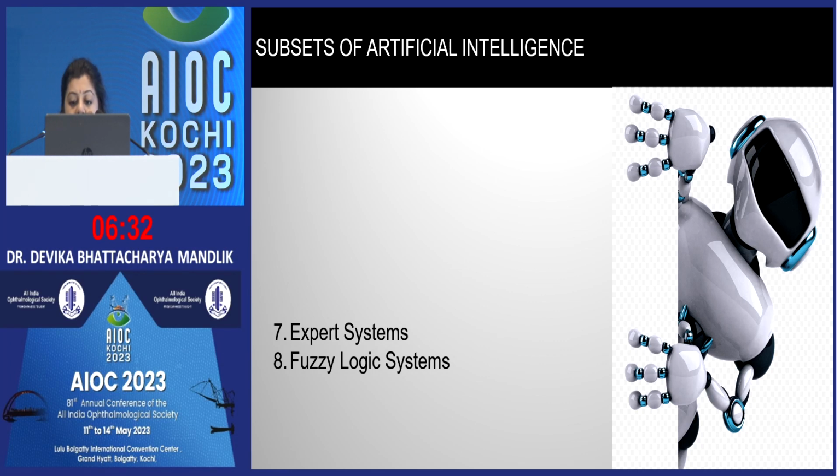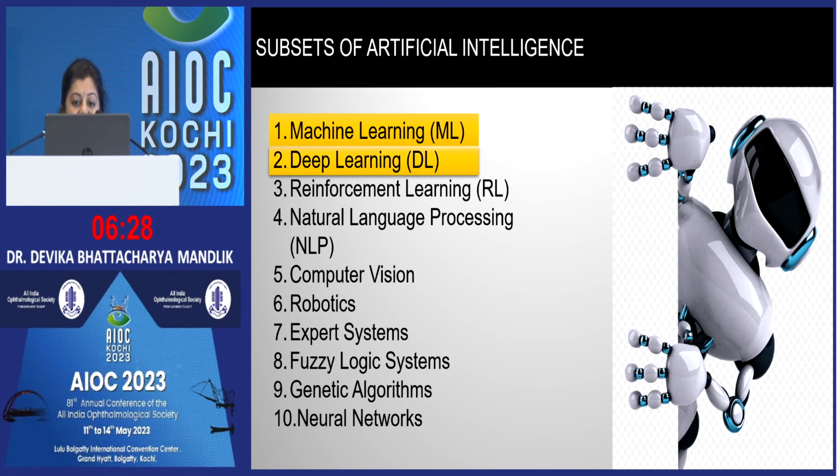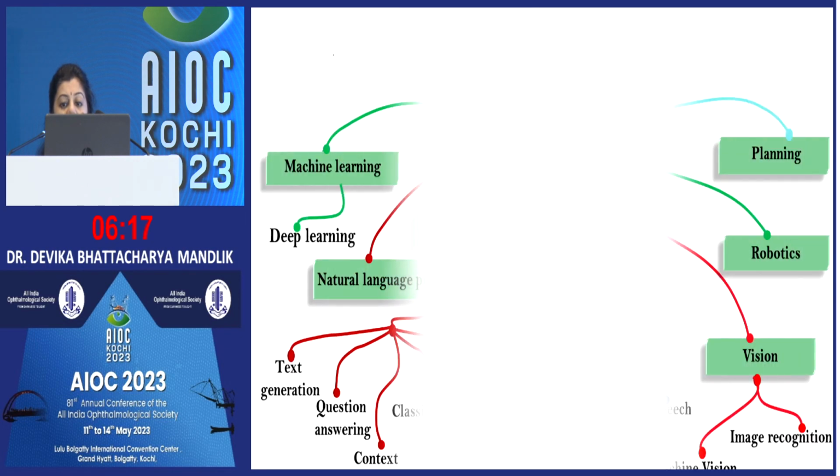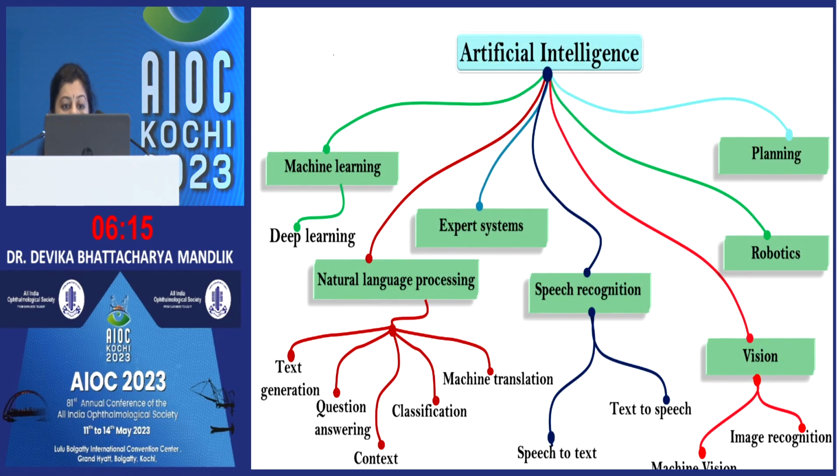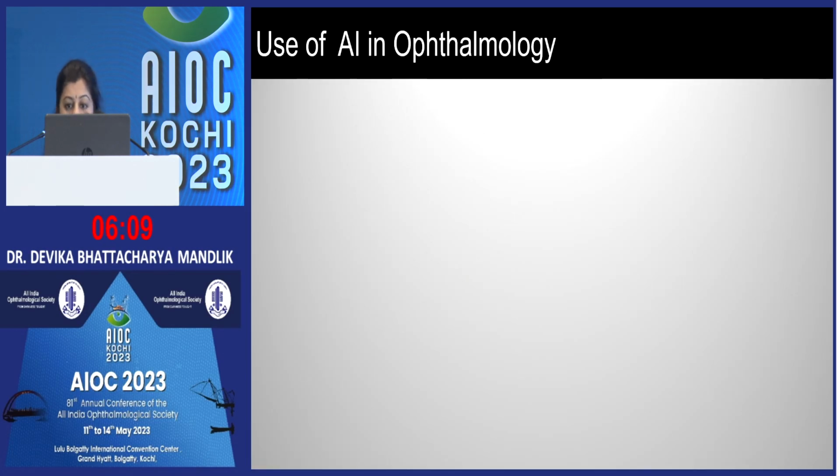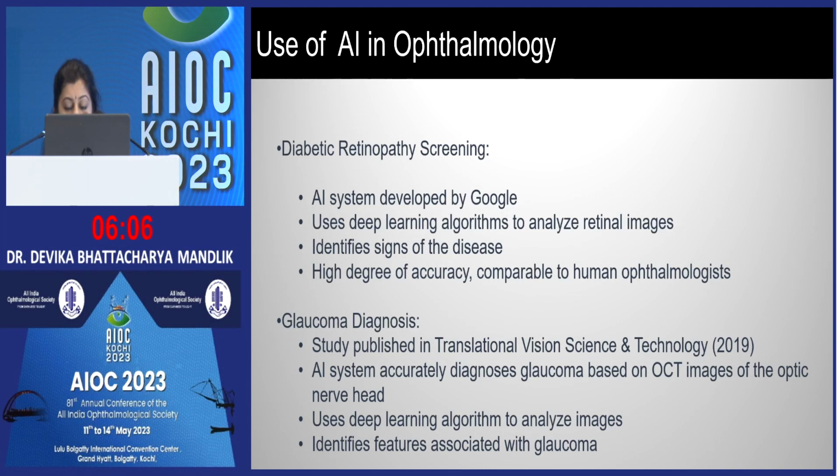Machine learning is the main source for artificial intelligence. Coming to subsets of artificial intelligence, there are 10 subsets, out of which machine learning, deep learning, expert system, fuzzy logic system, and neural networks are our main concern. This is a flow chart depicting artificial intelligence and the connections between the different arms or subdivisions. Use of AI in ophthalmology.